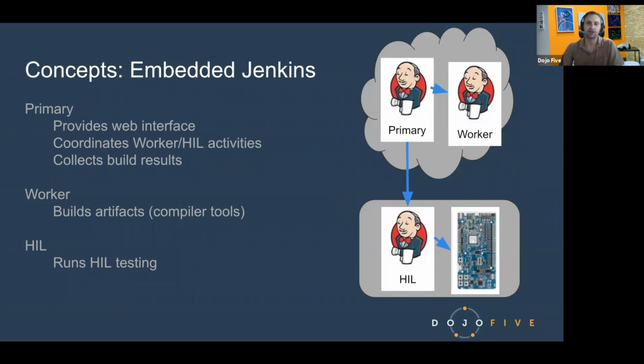Okay, so embedded Jenkins, just some concepts. We have primary and workers in Jenkins. Jenkins is a build automation tool. You can think of it like, if you've set your build up to run once by just pressing a button or running one script and it runs your entire build, Jenkins is a tool that helps you automate that over time.